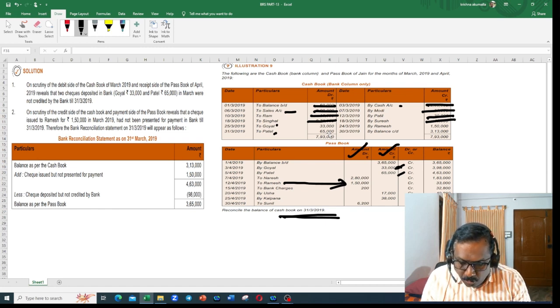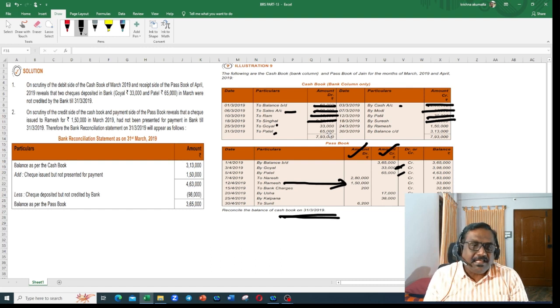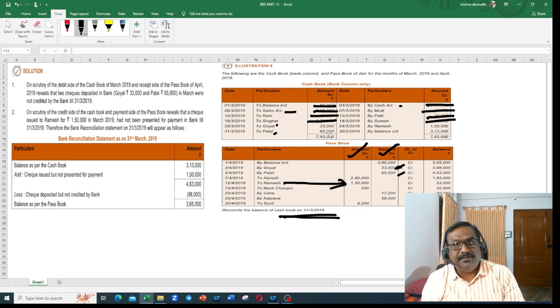Similar way, 200 rupees bank charges. That is nowhere mentioned these bank charges are pertaining to March. So I am considering these bank charges are also pertaining to April month. If at all in the problem they mentioned bank charges of March month, then I will consider. They did not mention.